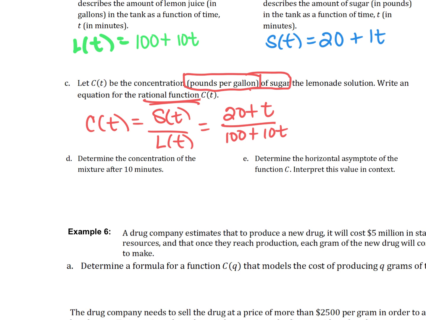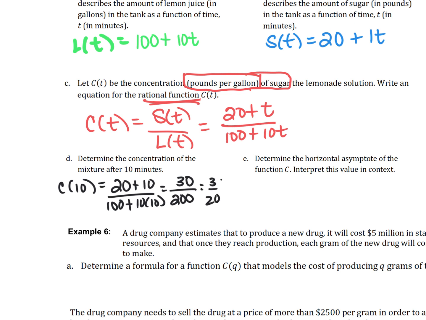Right? So in part D, it says determine the concentration of the mixture after 10 minutes. What does it want me to do? Plug in 10. All right? It's not asking me to do anything miraculous. It just wants me to plug in 10 to my concentration equation. So 20 plus 10 over 100 plus 10 times 10. Okay. That would reduce to 3 over 20.